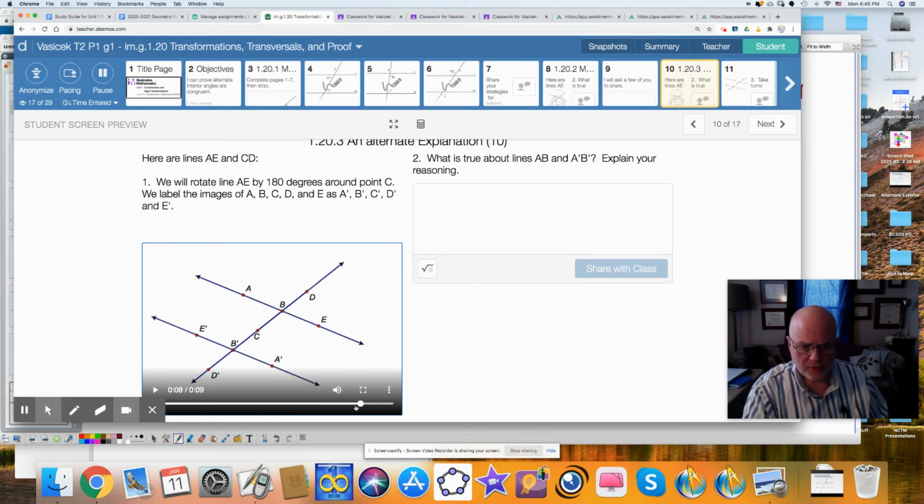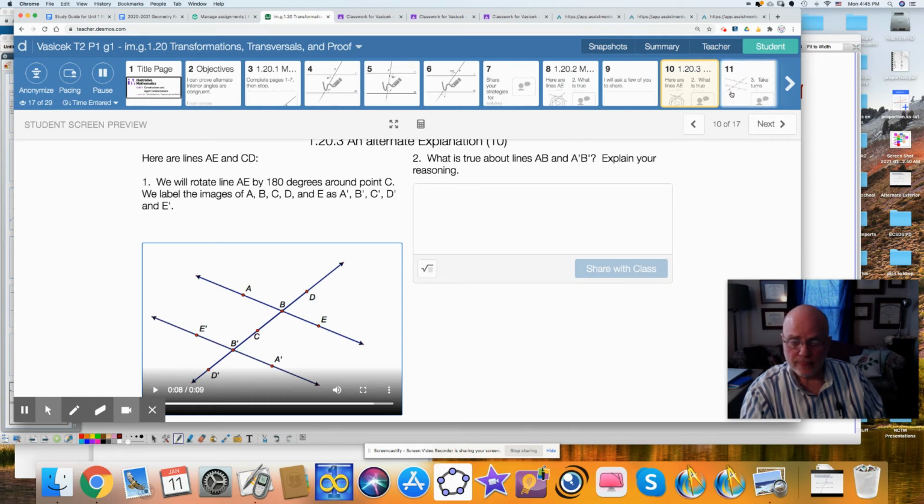If I rotate it, see if you can rotate. And you can watch the video and show us how it rotates it. So instead of being A, B, E, A prime, B prime, E prime, I get E prime, B prime, A prime. And D is down here because I rotated it around point C. What's true about these lines? Well, they are congruent. Rotations of 180 degrees take lines to parallel lines.